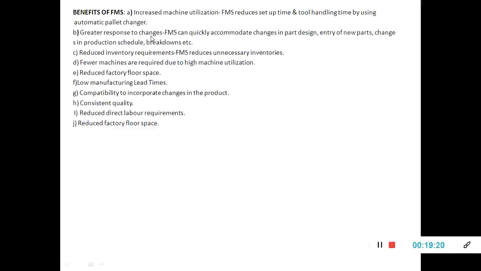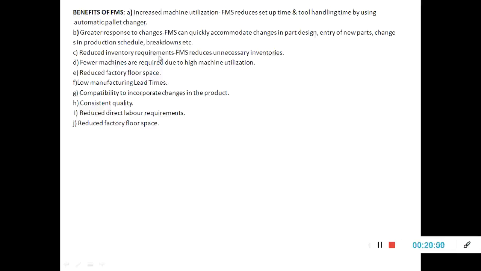Now coming to the benefits of FMS. So the very first benefit of FMS is increased machine utilization. FMS reduces setup time and tool handling time by using the automatic pallet changer. Of course, by using the FMS, the tool changing time is going to be reduced, machine utilization is going to be increased, then greater response to changes. Any modification, any new part entering, any breakdown in the automated flow line can be responded to very fast with the help of FMS.